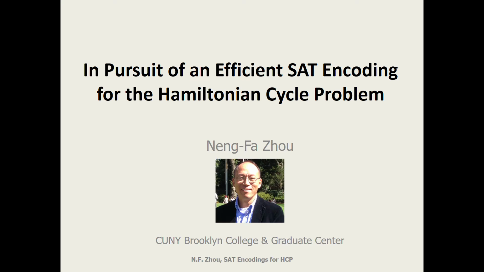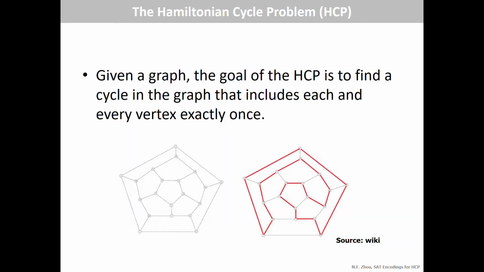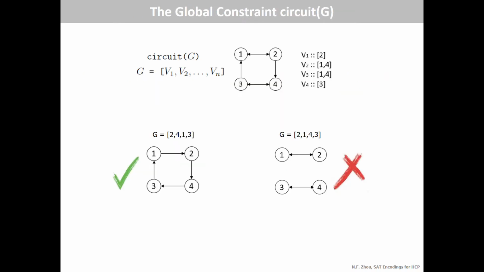Hello, my paper is about finding an efficient SAT encoding for the Hamiltonian cycle problem. The Hamiltonian cycle problem, HCP in short, is one of the well-known NP-complete problems. Given a graph, directed or undirected, the goal of the problem is to find a cycle in the graph that includes each and every vertex exactly once.